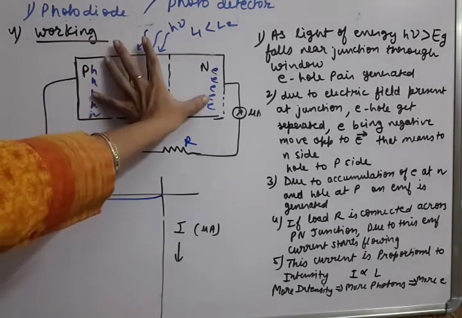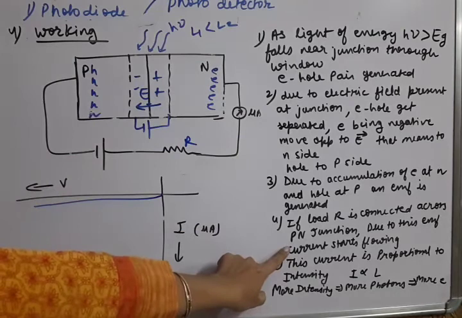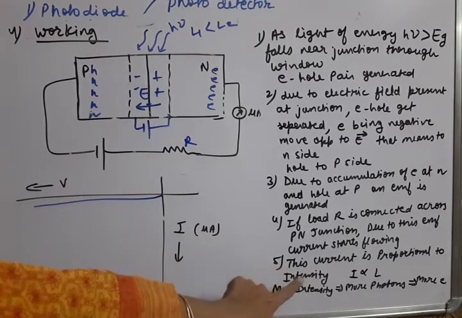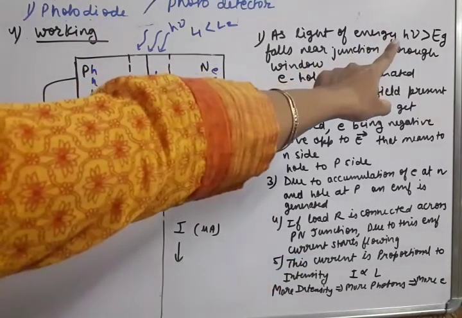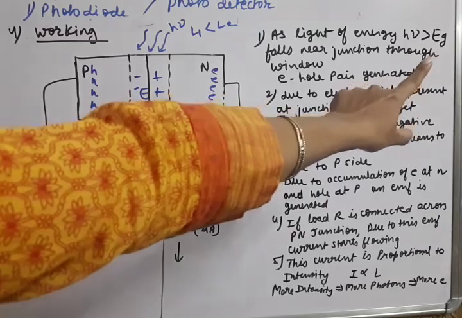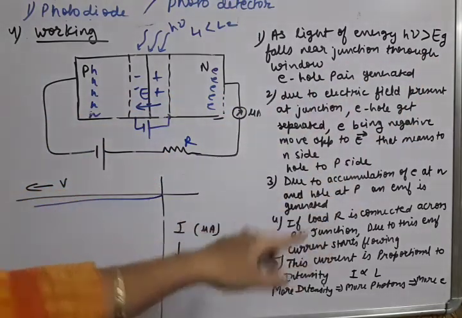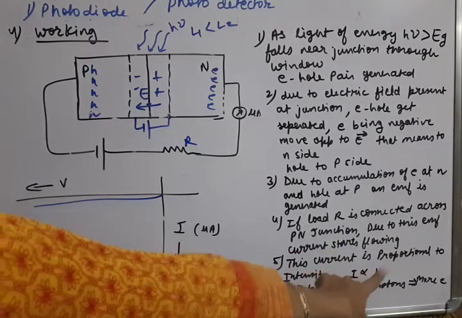So mainly this battery has the role to make the current. So current starts flowing, and now what about intensity? This current is proportional to intensity. Okay, this condition is a must, that the photon energy should be greater than Eg, and how many photons will fall is decided by intensity. So current is proportional to intensity.